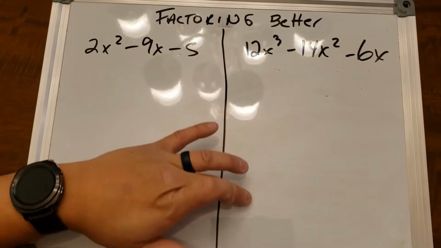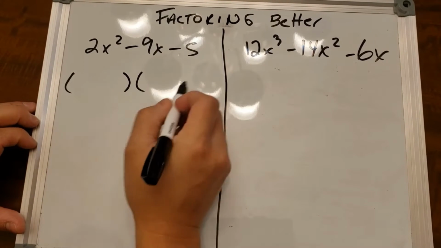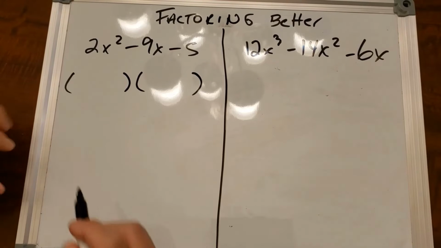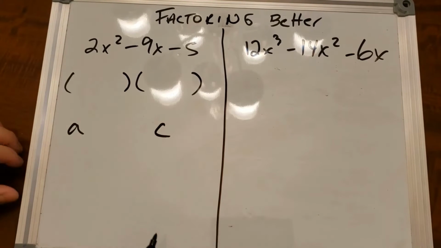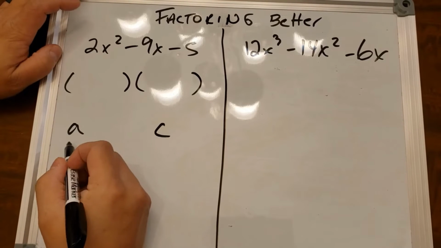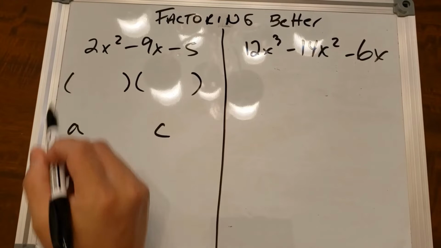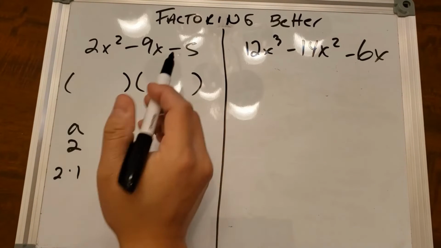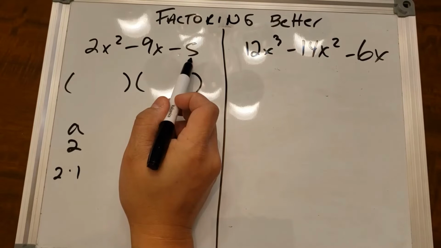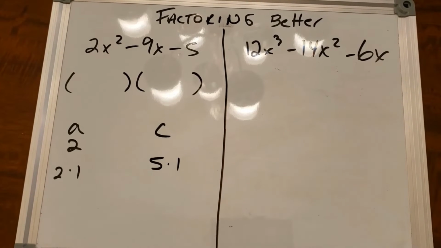Okay, so what we're going to do is start off with our 2 parentheses, okay? And the 2 numbers that I'm going to focus on are my A and my C. So my A in this case is 2, okay? So what are all the ways that we can multiply to 2? Well, you have 2 times 1, right? Now I'm going to look at my C, right? The only way to multiply to C is 5 times 1, right?